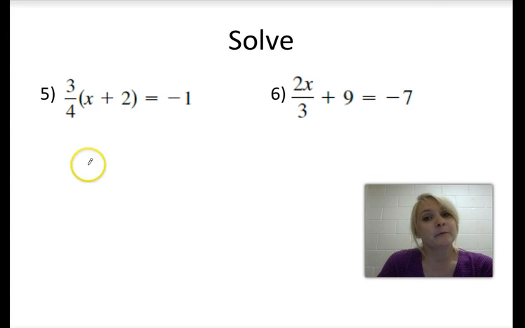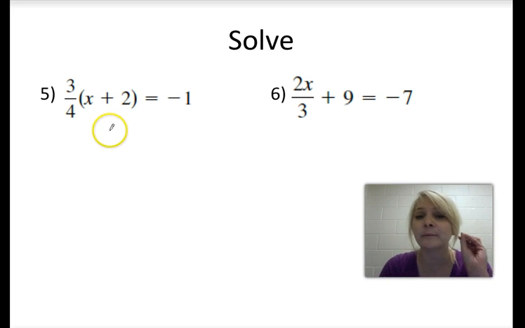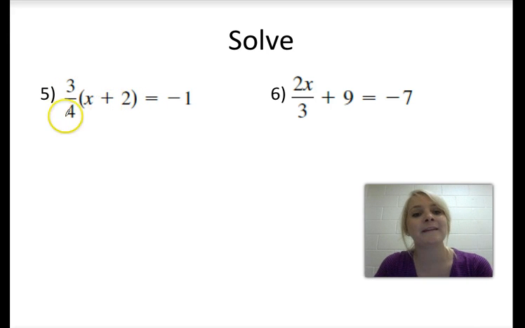All right, 5 here, we're looking at some fractions. We're stepping it up a notch, but don't let a fraction intimidate you. Now 5, we have 3/4, open parentheses, x plus 2, close parentheses, equals negative 1. Now once again, with equations, there are multiple ways you can approach these. I'm going to multiply by the multiplicative inverse. So I have 3/4 times x plus 2. Now you could distribute 3/4 out to both of our terms here and then solve from there.